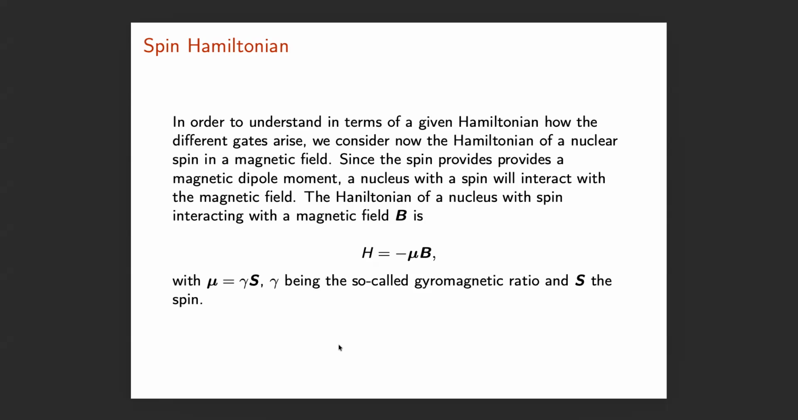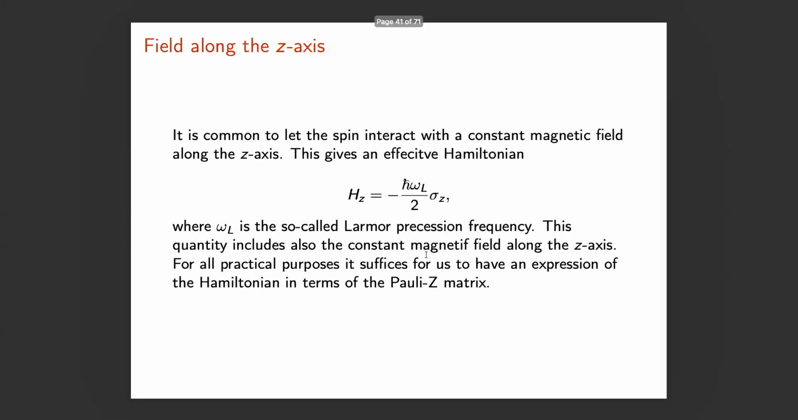I see Hamiltonian. That's a Hamiltonian. And then the Hamiltonian of a nucleus with a spin interacting with a magnetic field is simply given by, and this is probably something you've seen before, mu times B, and this mu is given by gamma times S, where gamma is the gyromagnetic factor and S is the spin. So this is the spin times the magnetic field. And this is one of the simple Hamiltonians which you probably have seen in different courses before.